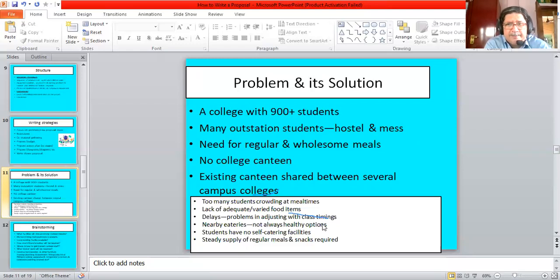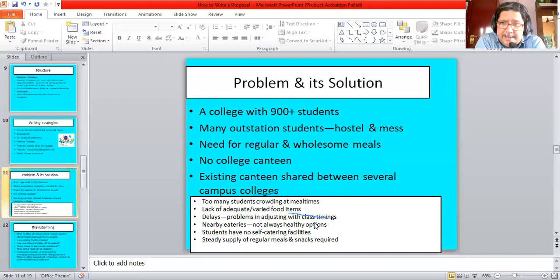Now there are various problems which have arisen as a result of this. What are these problems? Let's take a look. There are too many students crowding at meal times. There is a lack of adequate or varied food items. There are long delays, obviously, because there are too many students from so many colleges, and this creates problems in adjusting with class timing. The students are coming to class late because they are getting the food late. Again, the nearby eateries outside the colleges do not provide any healthy options. The students also have no self-catering facilities, so they are dependent on the staff to provide them the food. The staff may also not be adequate, so they are pushed off their feet trying to manage so many students, and they are not able to cope either.